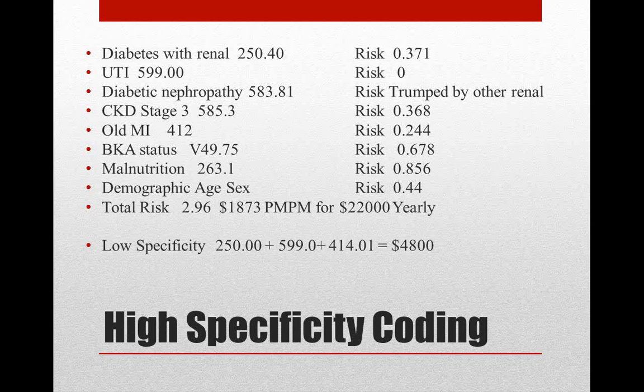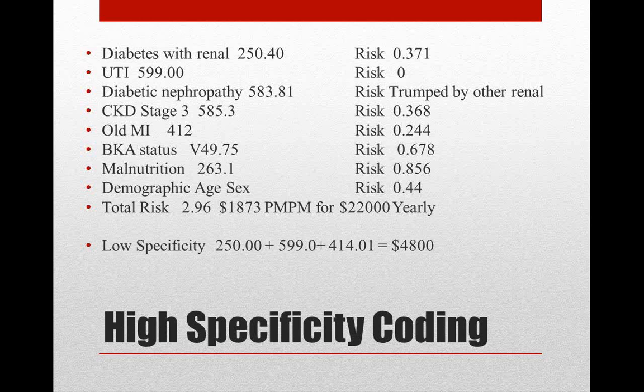But let's look and see what happens if we actually use the right codes. Diabetes with renal, we get 0.3711. We still don't get anything for the diabetes acute code, but we do get it for the diabetic nephropathy, the chronic kidney stage, 0.368. The diabetic nephropathy will be trumped by that chronic kidney stage 3, so you'll only get one of those. The old MI, 412, the BKA, the malnutrition, and then we get the demographic. So now, when we're at $4,800 for just the diabetes and the UTI code, we now get $22,000 allocated to the same patient based on the problems that we're following and treating her for.